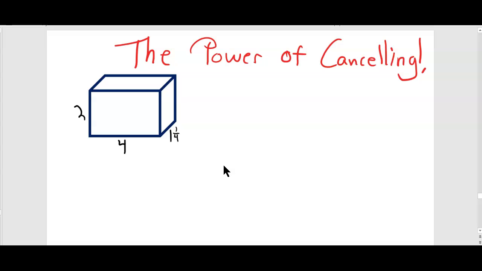Welcome to the third installation here, part 3 of volume. Finding the volume of rectangular prisms using cubes, not unit cubes necessarily, but fractional length cubes and so on. Also, determining how many cubes are in a specific box when you have a specific volume, given either the dimensions or the volume itself.